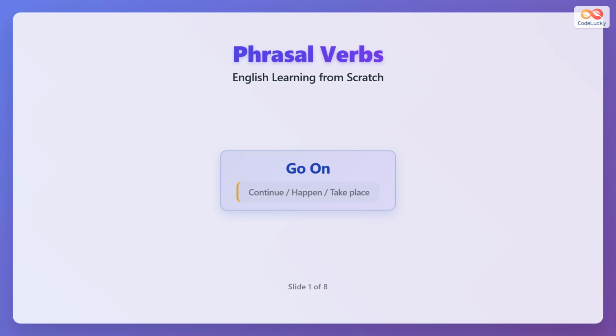Phrasal verbs combine a verb with a preposition or adverb to create new meanings. Today we focus on go on. This phrasal verb has two main meanings for beginners to learn. First meaning is continue. Second meaning is happen. These are the most common uses in everyday English conversations.